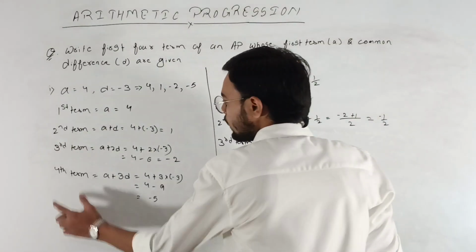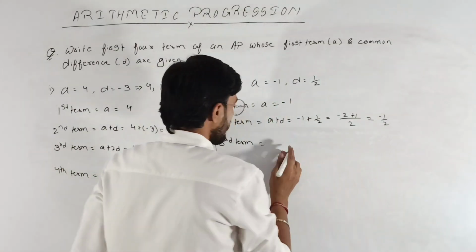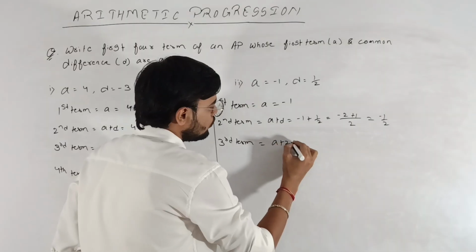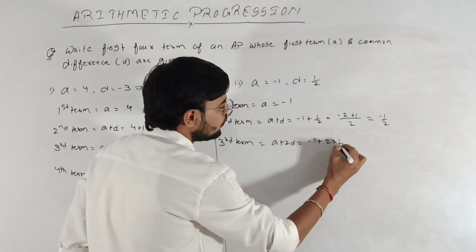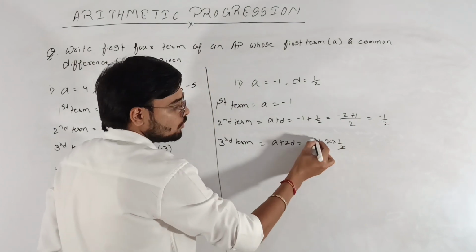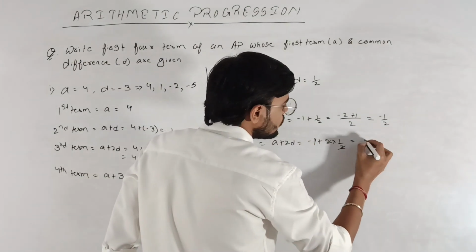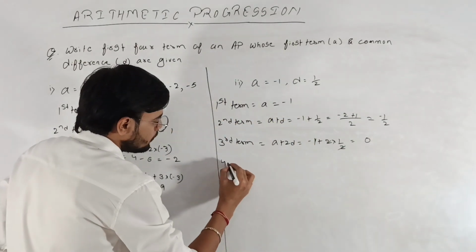Third term is what? Look, third term is a plus 2d. So here a plus 2d is equal to a, which is minus 1, plus 2d. 2 into d is 1 upon 2, so the 2 is cancelled. So minus 1 plus 1 is equal to 0. And the fourth term, last.